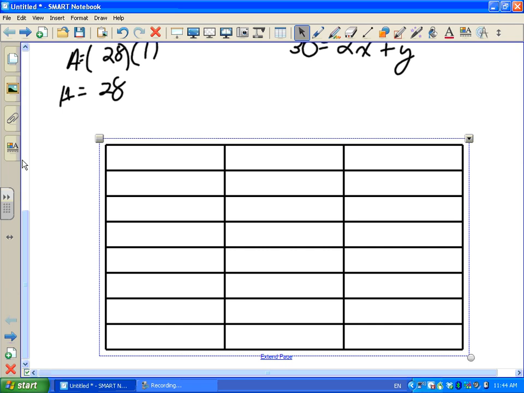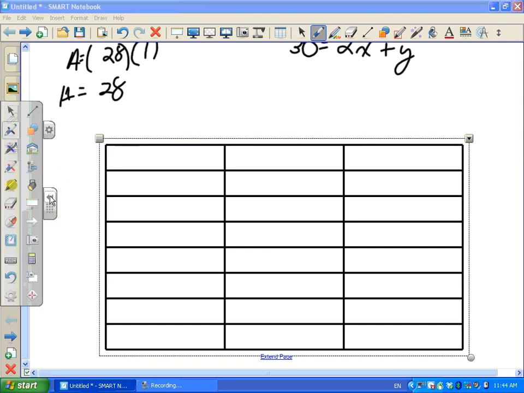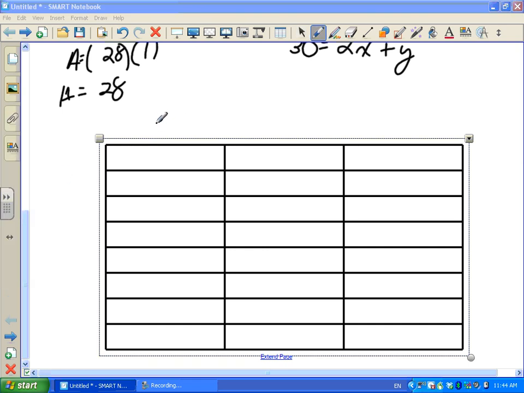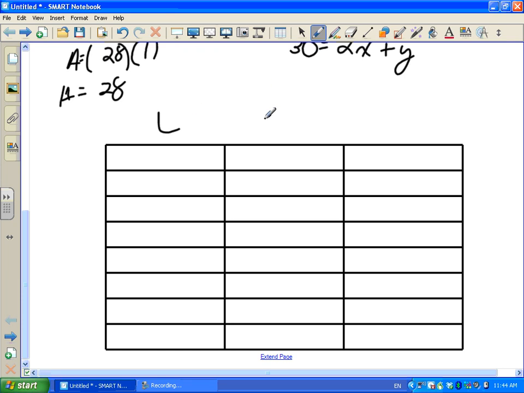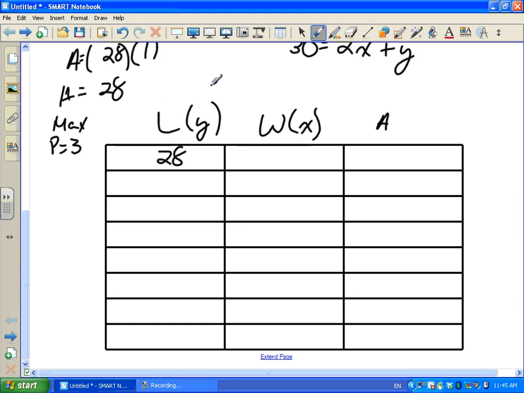Okay, so a way to do this is I want you to organize this chart. We have our possible lengths, our possible widths, and I'm just going to put X and Y beside them because we had renamed those variables, and our possible areas. Now we remember we have a maxed perimeter of 30. So the first one I did, I had my length at 28 and my width was 1. In that case, I got 28 and 1, okay?